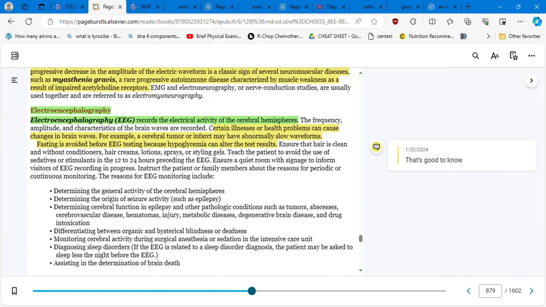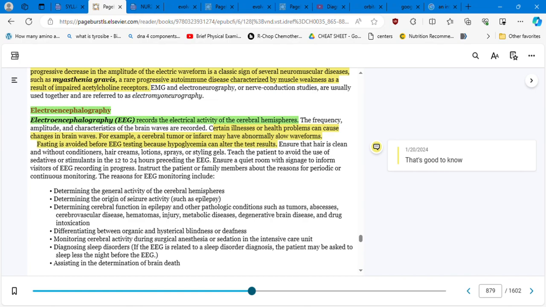Electroencephalography, electrical activity of the cerebral hemispheres. We have the right and the left, right? And the right controls the left side of the body, and the left hemisphere controls the right side of the body. Certain illnesses or health problems can cause changes in brain waves. For example, a cerebral tumor or infarct may have abnormally slow waveforms.